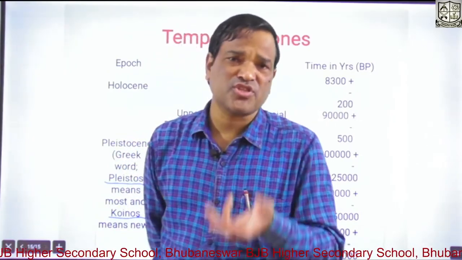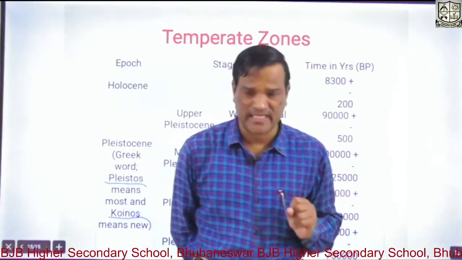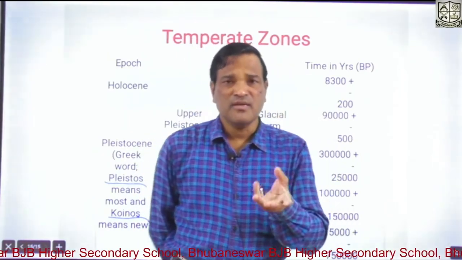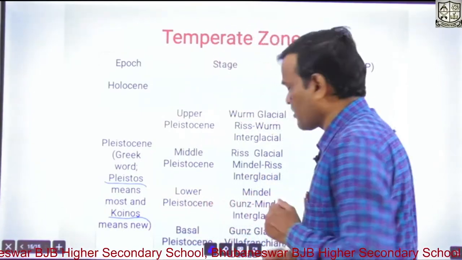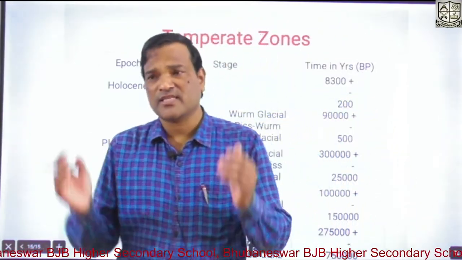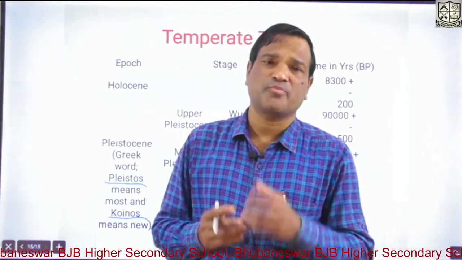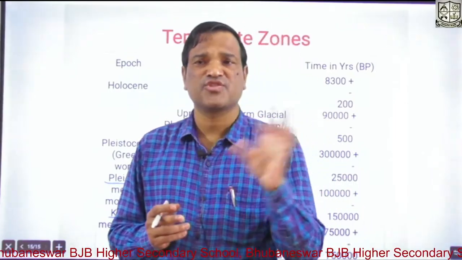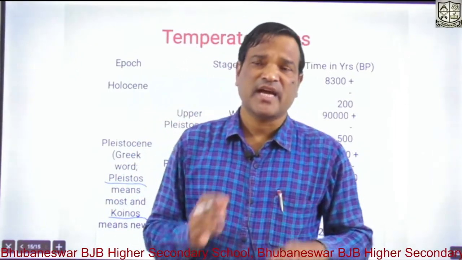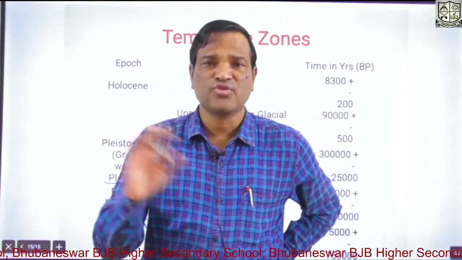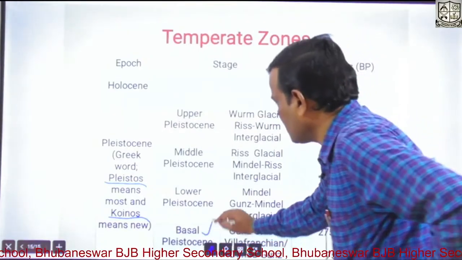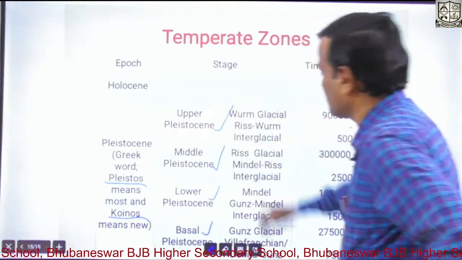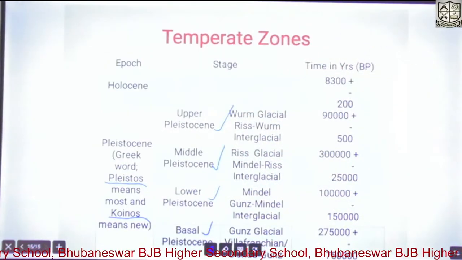Basal Pleistocene is also known as the Villafranchian stage. In our earlier classes, we already discussed the four glaciations: Gunz, Mindel, Riss, and Wurm, that is, four ice ages and three interglacial periods. These correspond to the Basal, Lower, Middle, and Upper Pleistocene. These are the glaciations, the ice ages.